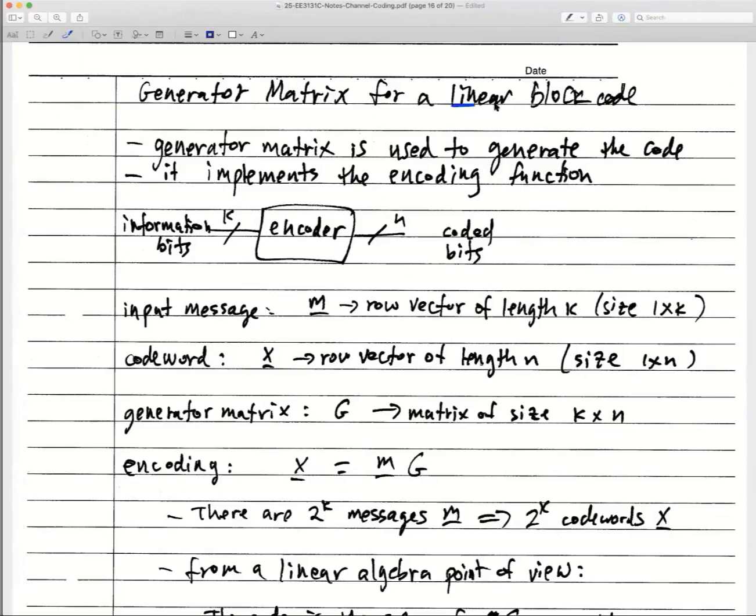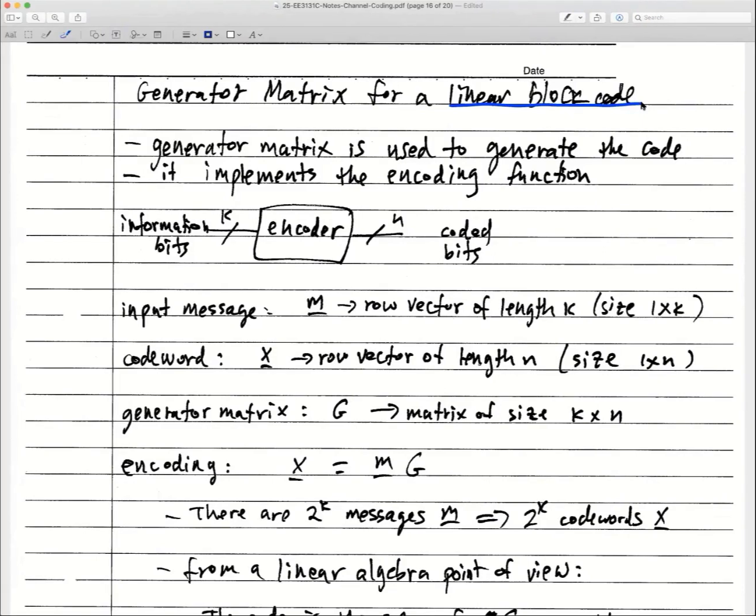Okay, I want to generalize it to talk about something called a general linear block code. The Hamming code is a linear block code. The way we generated the Hamming code, the way we computed the parity bits, was by taking combinations of the information bits. We're going to generalize that to multiplication by a generator matrix.